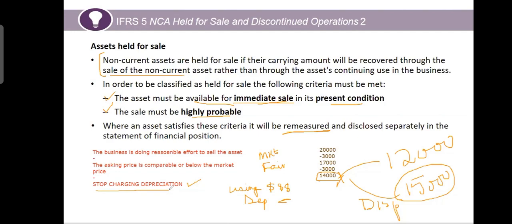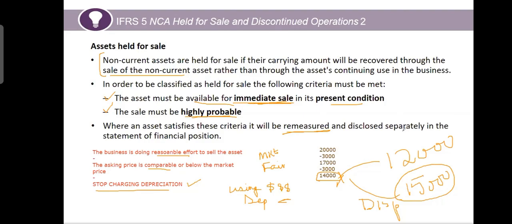Okay. So that definitely is, how to say, somehow an attractive proposition, that I'm getting the revenue and I'm not charging the depreciation. So my profit in the income statement will look good, because expense is not going there and revenue is going there. But then they put a condition that if you really want to do this, the asking price should be comparable, the business is doing reasonable effort, it is highly probable that the sale will take place, and it is immediately available for sale.